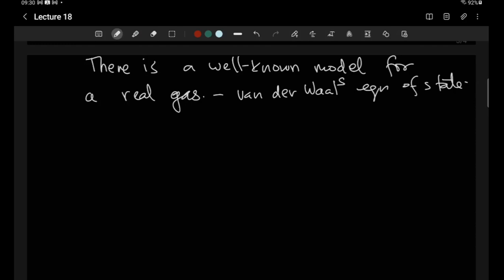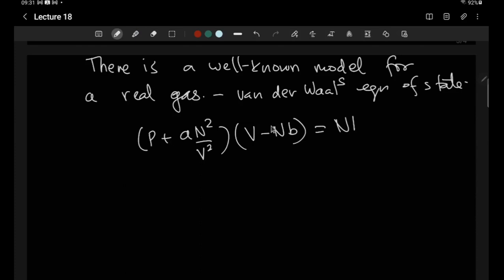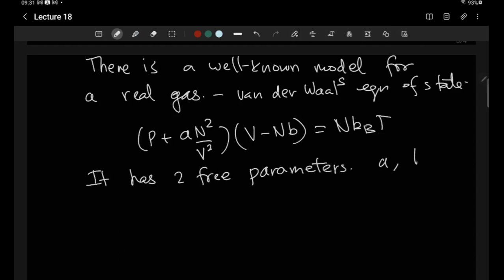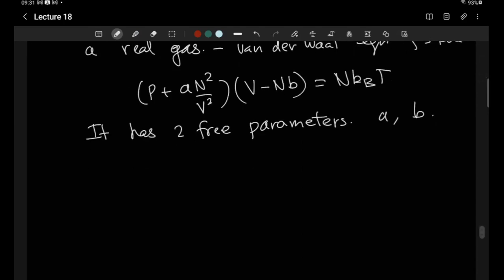One second, I just want to get the definition right. So all of you have seen this. It has two parameters, a and b. So, an exercise.